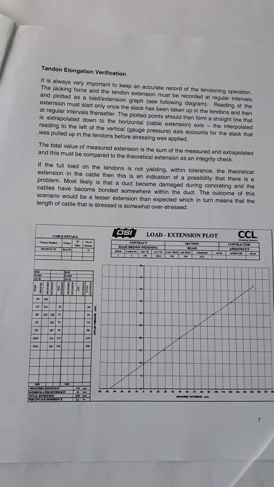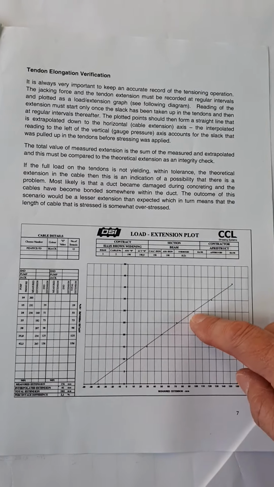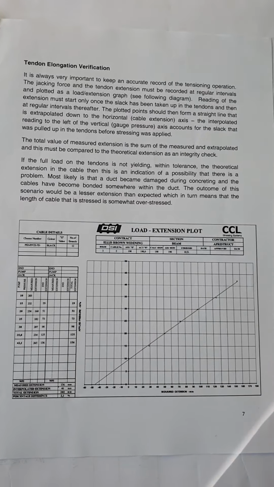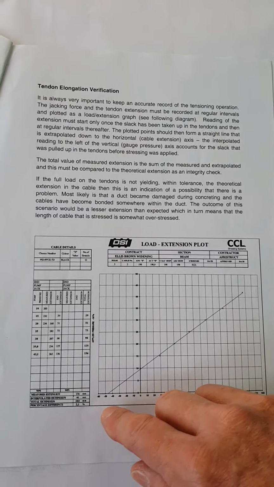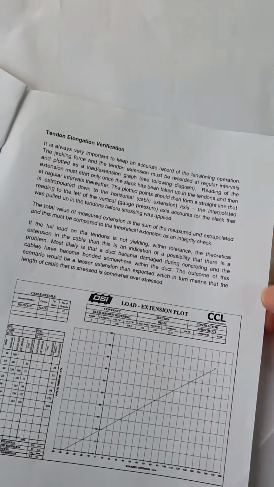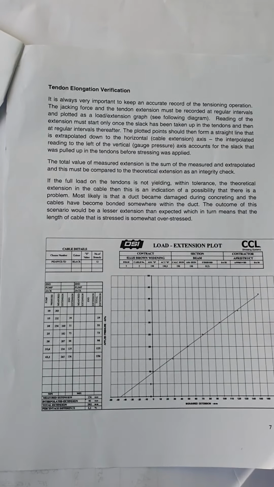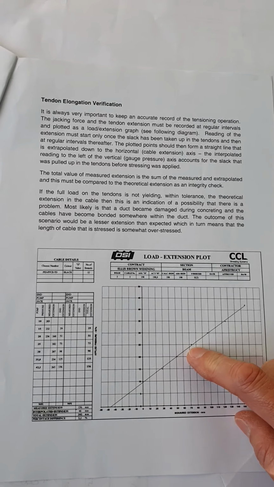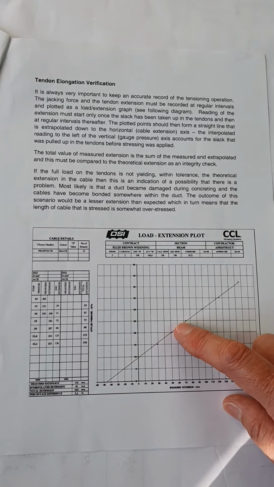Okay, an example of what could happen. Basically, you've applied the full pressure in the jack, but you've only measured half the extension that you would have expected. This is indicative that there's a possibility that the cable has jammed somewhere in the duct. The cable is jammed possibly because of a damaged duct during the concreting process. Grout has got in and it's seized up, and only half the cables are being stressed if you're getting half the extension. That implies that the jam in the cable has happened halfway along.